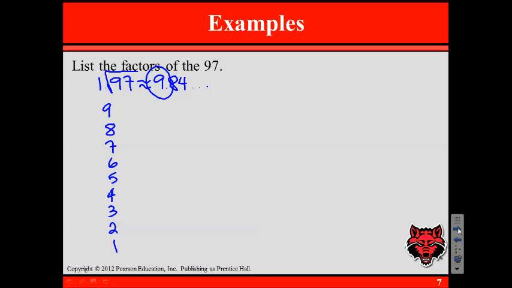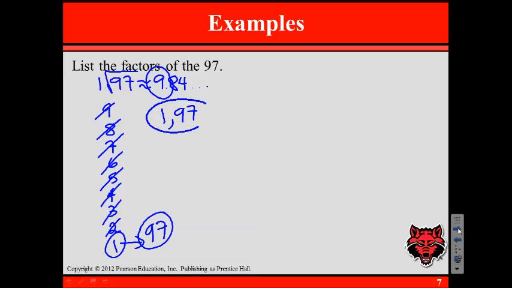Now, just for the sake of time, I'm not going to write each quotient once we divide 97 by this list of numbers. When I divide by 9, I get a decimal. The same is true for 8, 7, 6, 5, 4, 3, 2. The only number that will not give us a decimal quotient, a quotient is the result when we divide, is 1. 97 divided by 1 is 97. So the only whole number factors are 1 and 97. If you remember the second definition we saw on the second slide, this would be considered a prime number because the only factors are 1 and itself. And we have found the list of factors for the number 97.